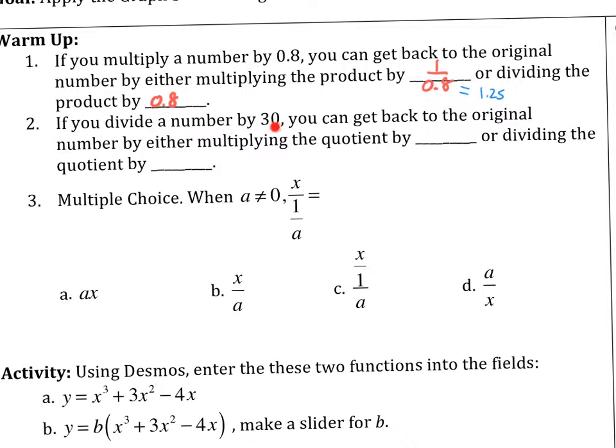Next, if you divide a number by 30, you can get back to the original number by either multiplying the quotient by blank or dividing the quotient by blank. So we have to multiply the quotient by 30, or divide it by 1 over 30.